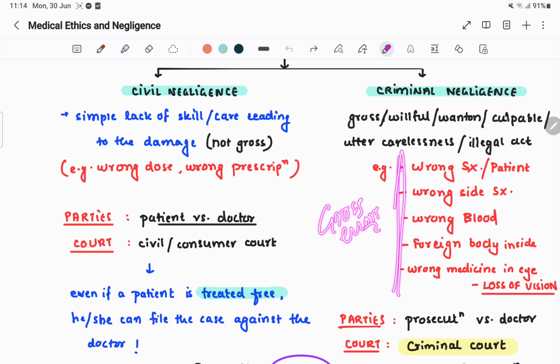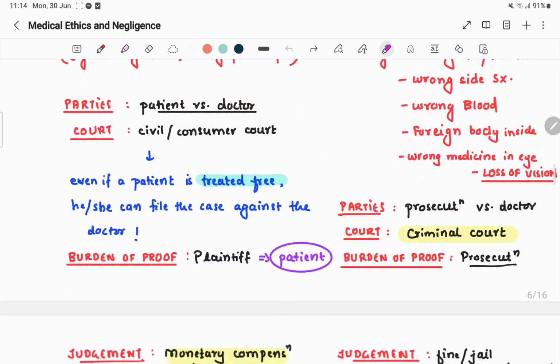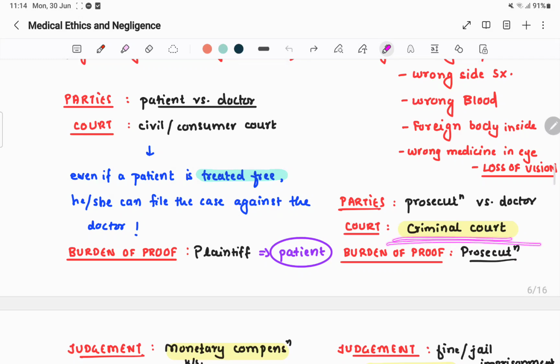And if the patient wants, he can go and sue you in court, in a criminal court. Parties are prosecution versus doctor. The burden of proof lies on the prosecution.